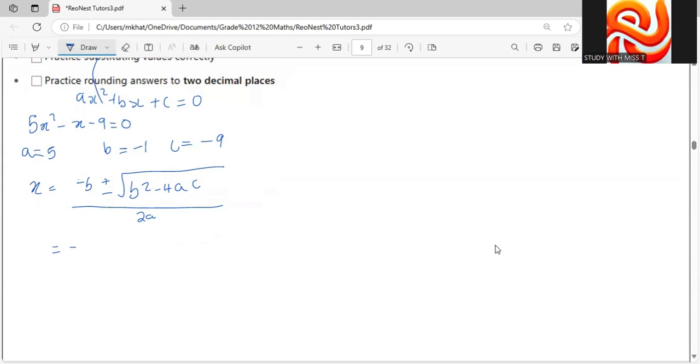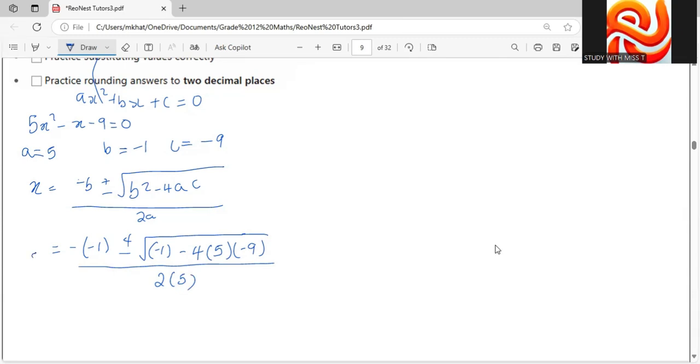So we have negative b. What is our b? It is -1. Whenever you have a negative number, put it in brackets so that whatever sign is outside can be multiplied inside, so that you don't forget that. Okay, plus or minus the square root of b, which is -1, squared, minus 4 times a, which is 5, and our c is -9, all over 2 times a, which is 5.